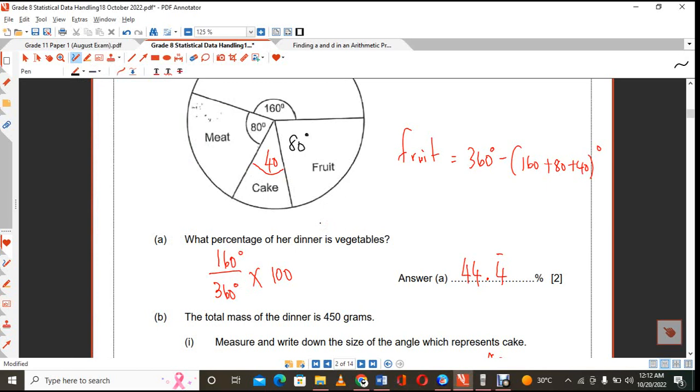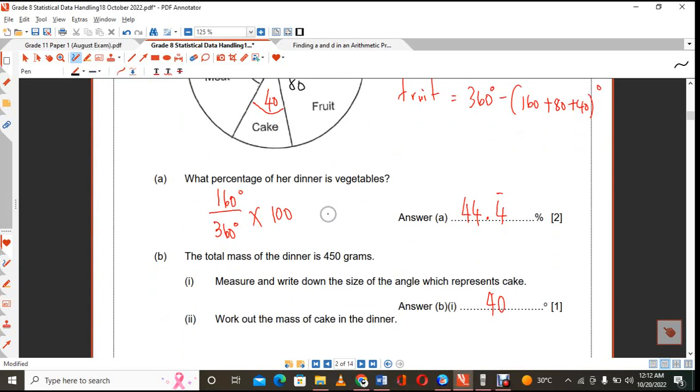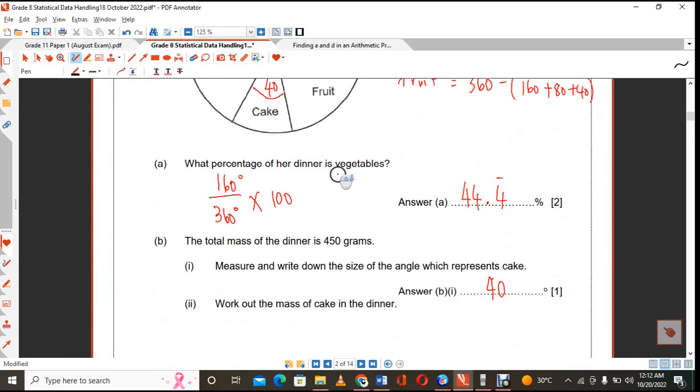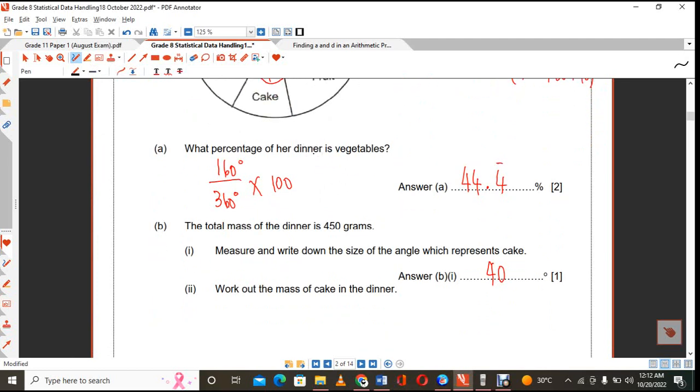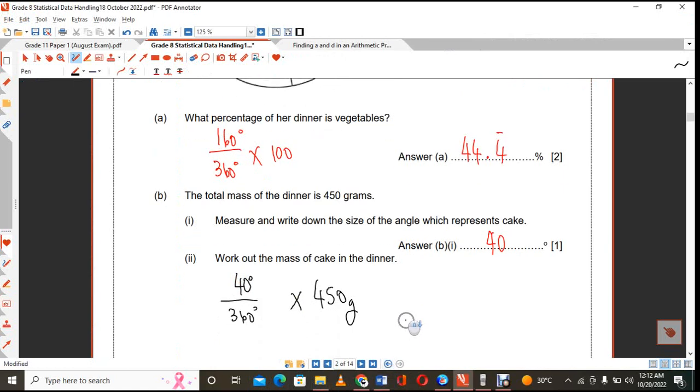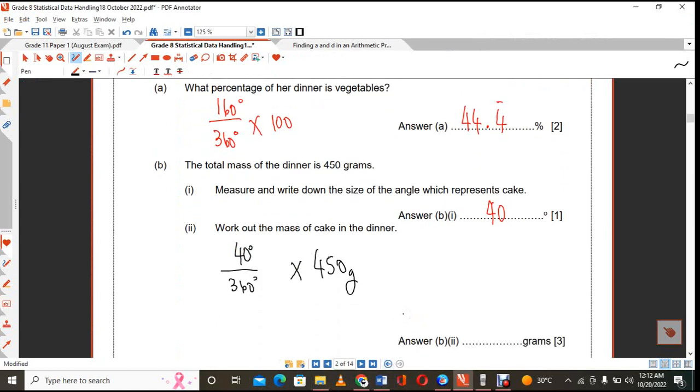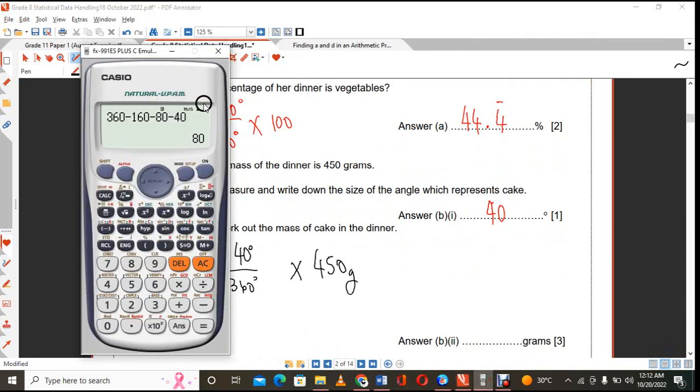Good. So the second part, work out the mass of cake that's for dinner. Now, what do we know? We know the whole thing has 450 grams. The whole thing weighs 450 grams, close to half a kilogram. We know that cake is represented by the angle size of 40 degrees over 360. So you go ahead and use your calculator in order to find the grams of the dinner that consists of cake.